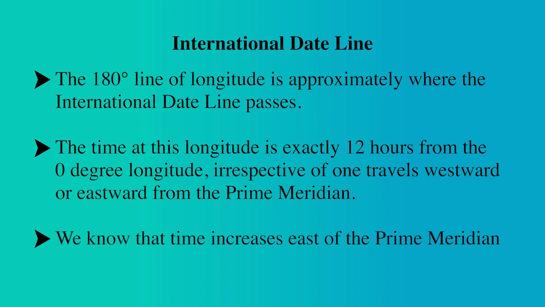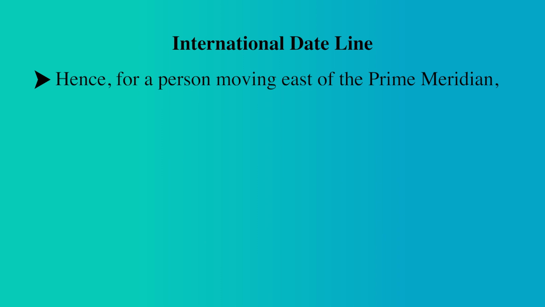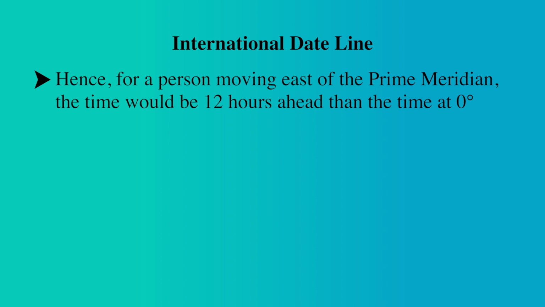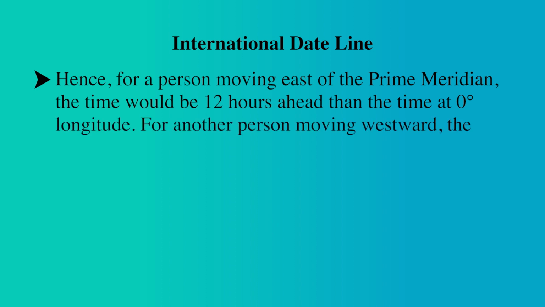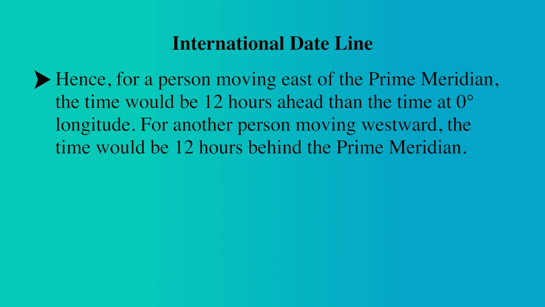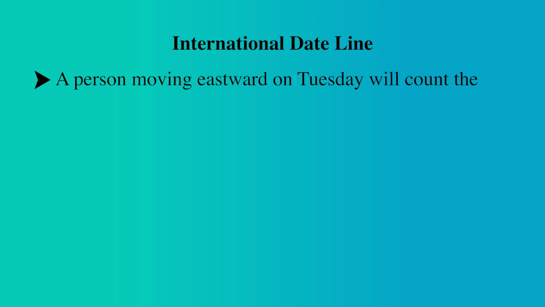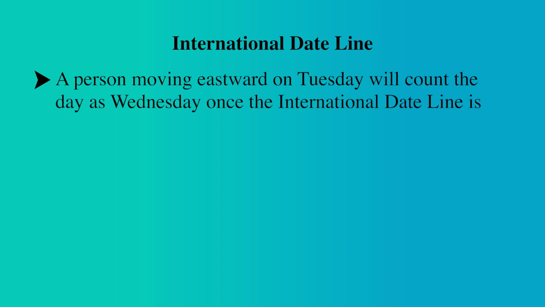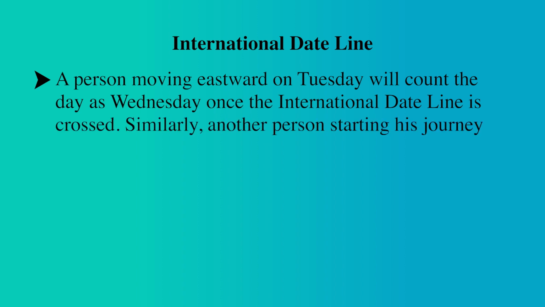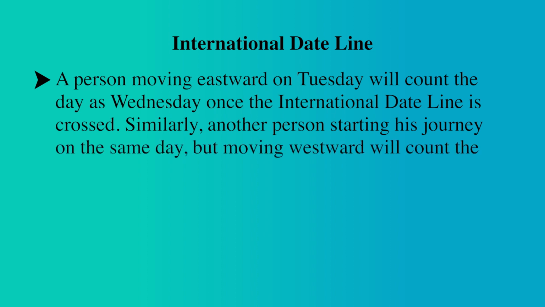We know that time increases east of the prime meridian and decreases to its west. Hence, for a person moving east of the prime meridian, the time would be 12 hours more than the time at 0 degree longitude. For another person moving westward, the time would be 12 hours less than the prime meridian. For example, a person moving eastward on Tuesday will count the day as Wednesday once the international dateline is crossed. Similarly, another person starting the journey on the same day but moving westward will count the day as Monday after crossing the line. To avoid any confusion, the 180-degree line, or the international dateline, is not drawn straight and thus avoids the division of a country into different time zones.